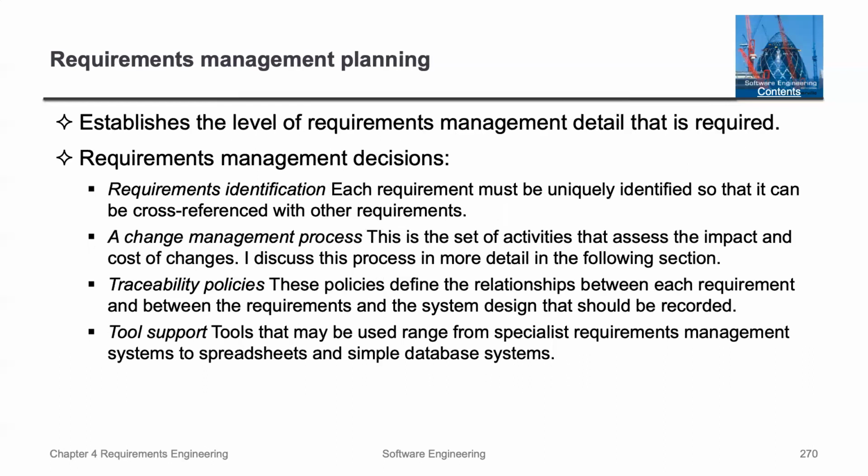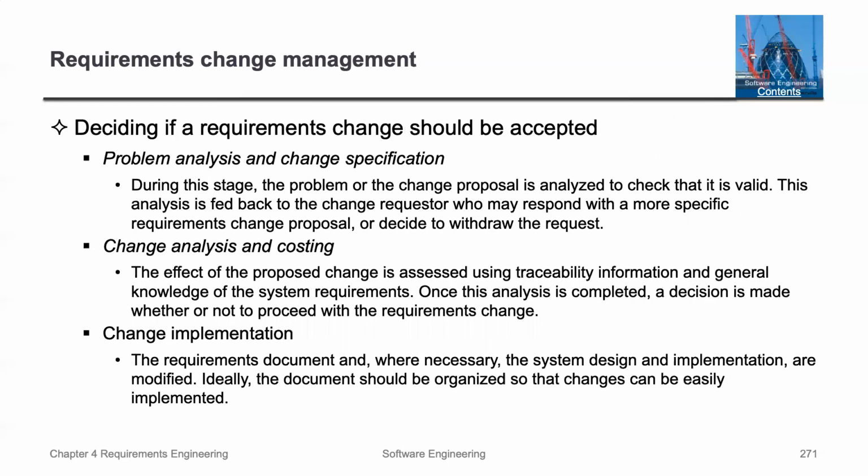So you want to be establishing the level of requirements management detail that is required. The requirements management decisions are the requirements identification, the change management process, the traceability policy, and tool support. All of these things would have to be worked out. Deciding if a requirement change should be accepted, these are the things that could come up.